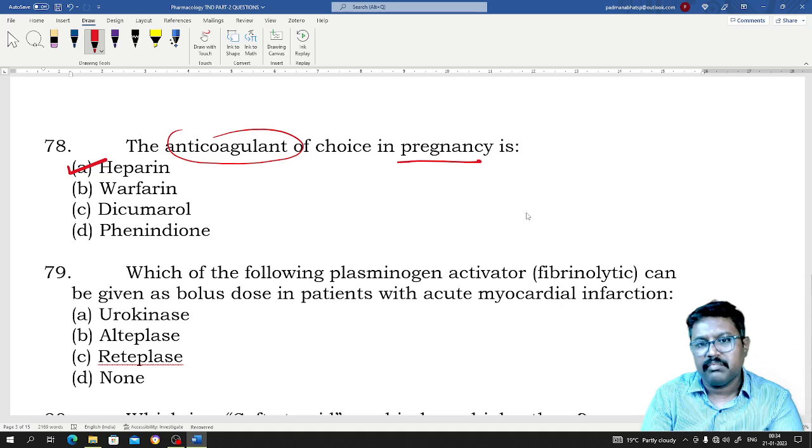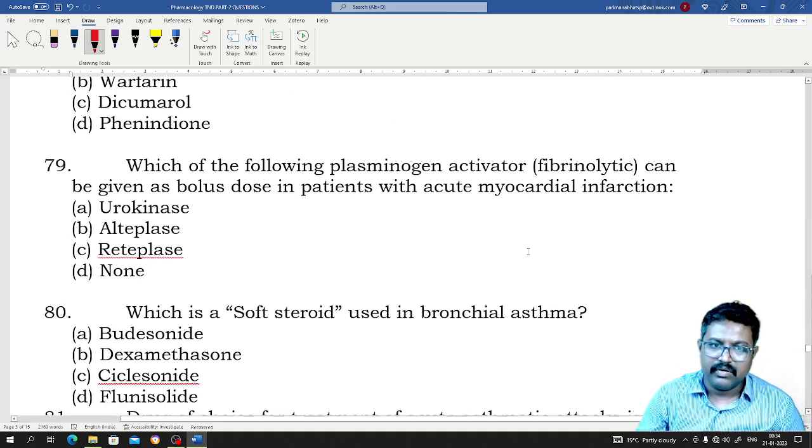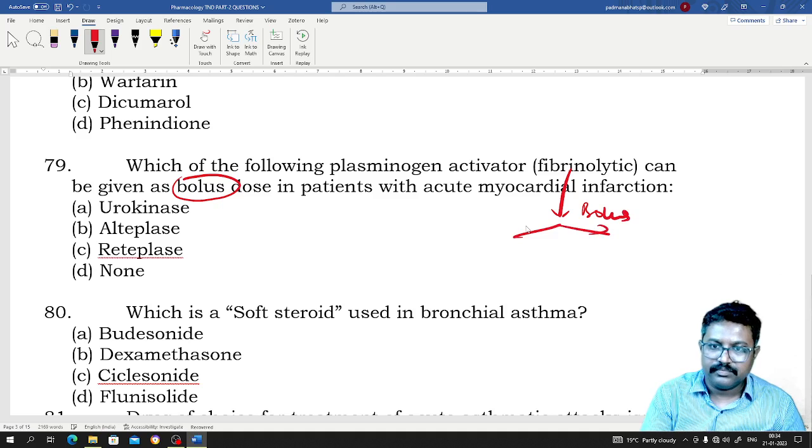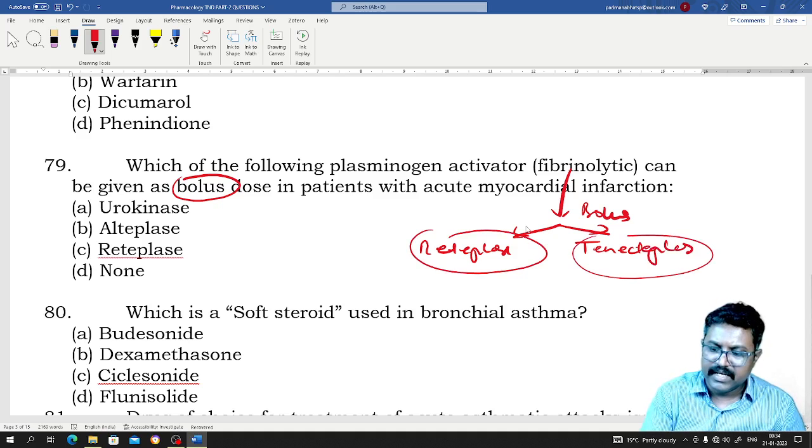So which of the following plasminogen activators, that is fibrinolytics, can be given as a bolus dose in a patient with acute myocardial infarction? So they are asking the fibrinolytic which is given through bolus dose. There are two drugs, fibrinolytics, which are given in the form of bolus. One is reteplase and another is tenecteplase. They are given through bolus and they are safer, as well as long acting ones. So here the correct option is reteplase.